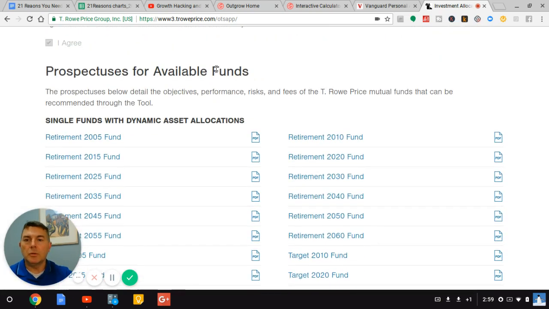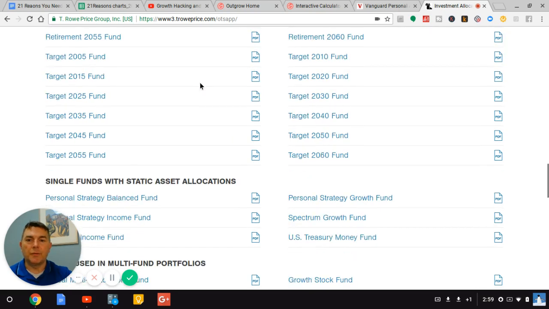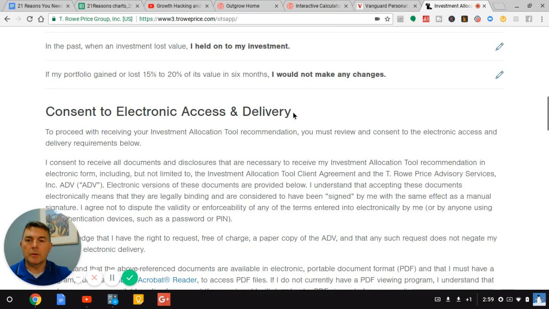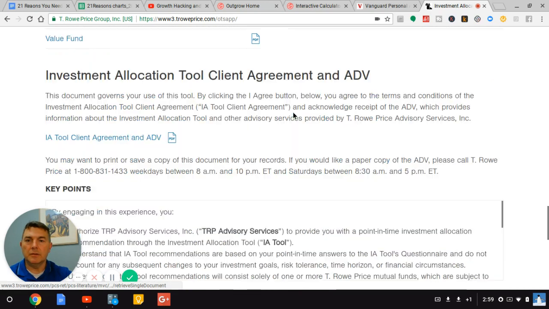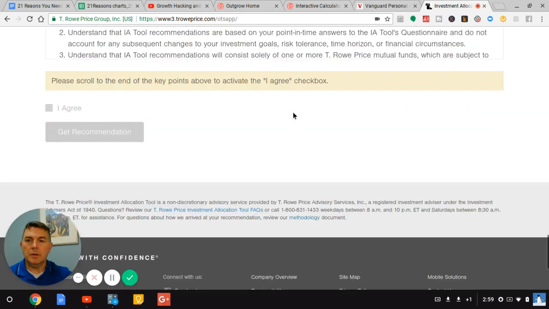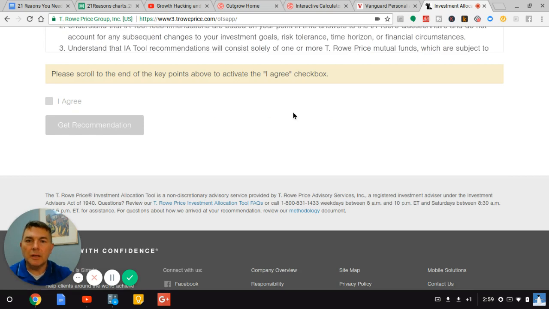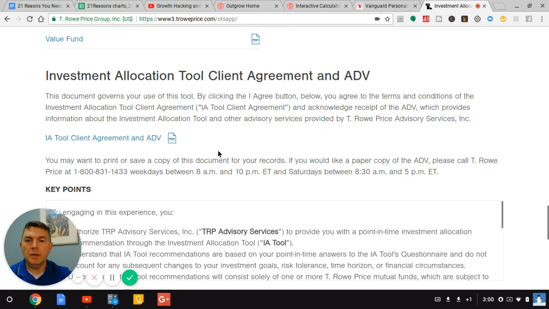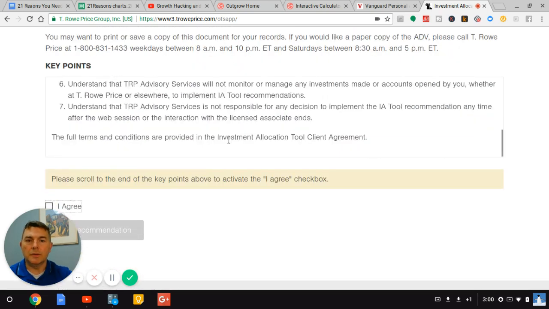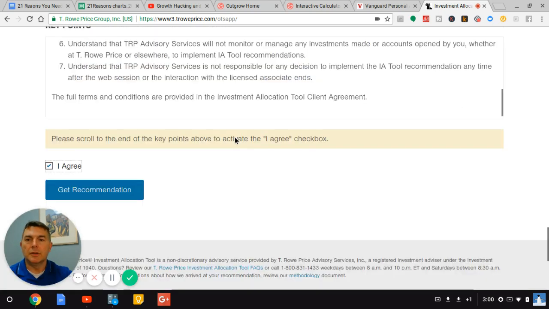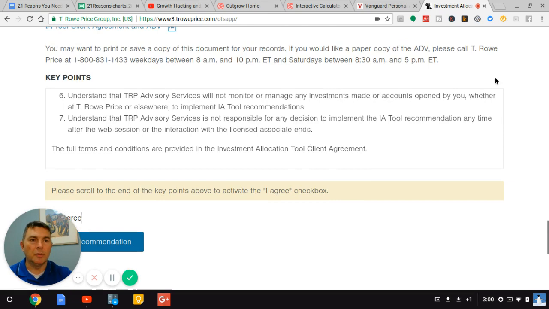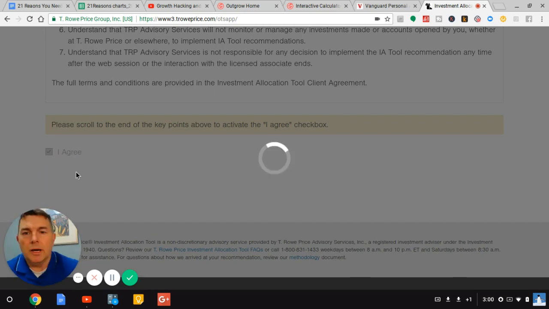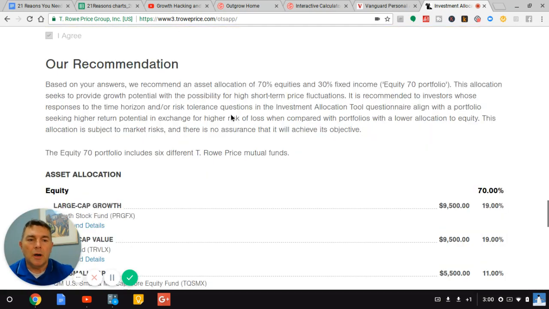All right, so prospectuses for funds. Yeah, don't need that. Okay. Prospectuses, I got all that. Okay, please scroll to the end of the key points and activate I agree. Please scroll to the end of the key points. Oh, right here. Wow, okay, there you go. So you got to scroll down to this right here. I'm surprised I don't have a big button right there that says scroll down. Okay, but you can figure it out. But again, you want this to be as easy as pie. All right, so they're saying we should go here.